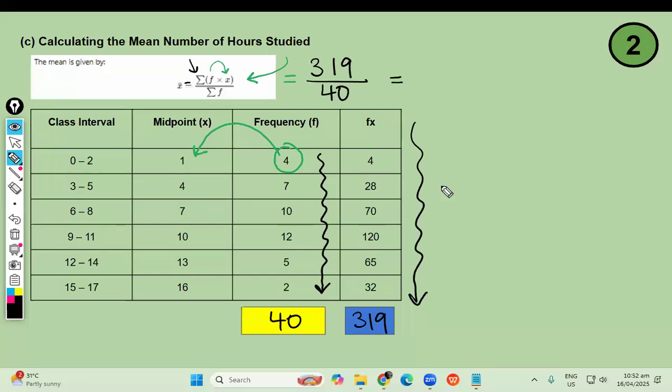319 divided by 40 is 7.975. I know you're going to round it off to 2 decimal places, which is what you're supposed to do. Hours.